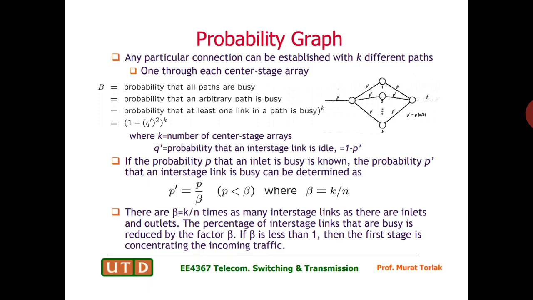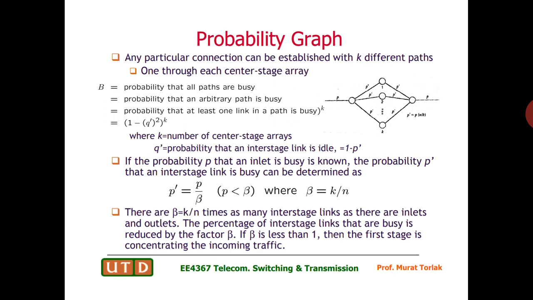If the probability P that an inlet is busy is known, the probability P dash that an interstage link is busy can be determined as P dash is equal to P by beta. There are beta is equal to k by n times as many interstage links as there are inlets and outlets. The percentage of interstage links that are busy is reduced by the factor beta. If beta is less than 1, then the first stage is concentrating the incoming traffic.